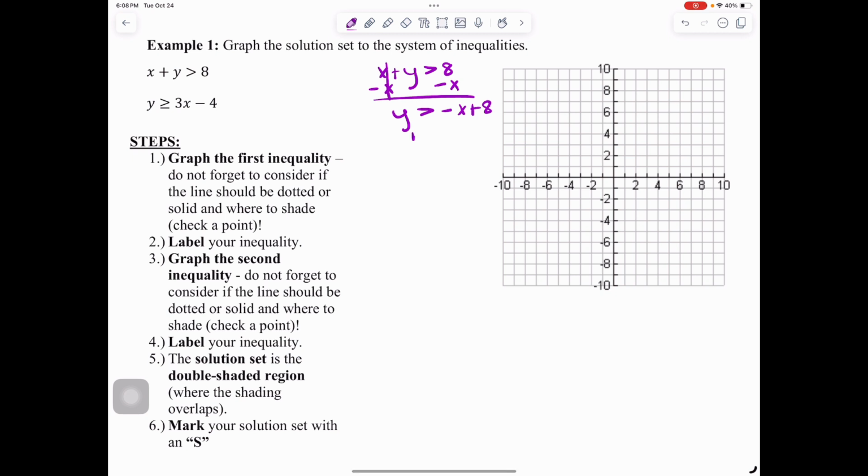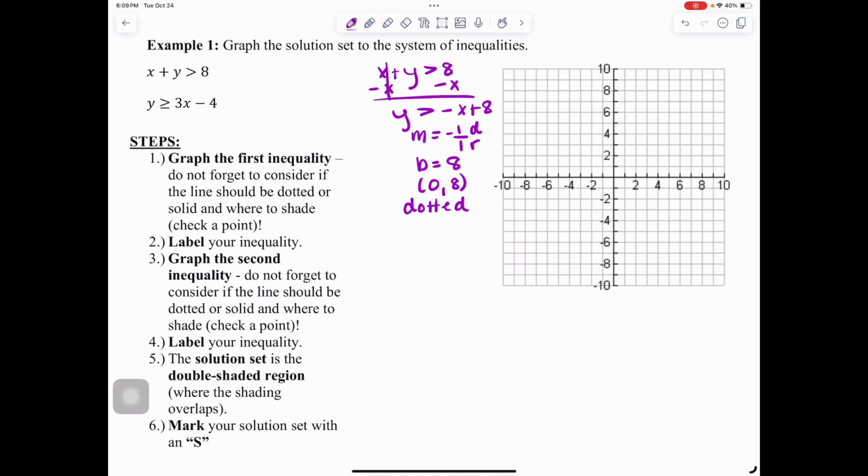So I'm going to find my slope, which is negative 1 over 1. Which means I'm going down 1 to the right 1. And I'm still going to find my y-intercept, which is 8, which means the first point that I'm plotting is 0, 8. But this is where things change a little bit. Remember, we have to consider whether it's dotted or solid, and we have to consider where to shade. So that is a reminder under step 1. So because it's strictly greater than, not or equal to, we are going to make a dotted line.